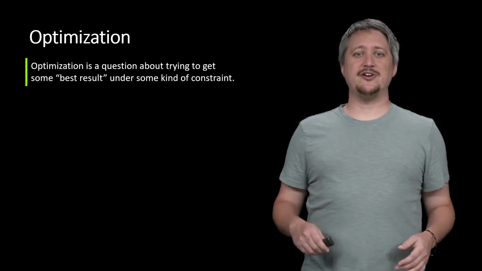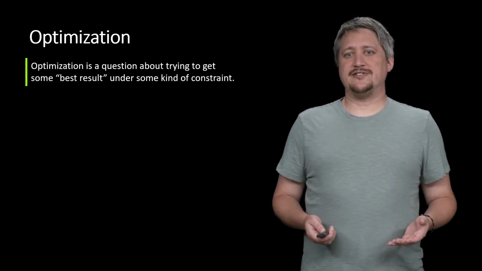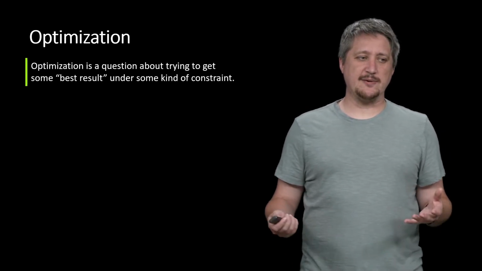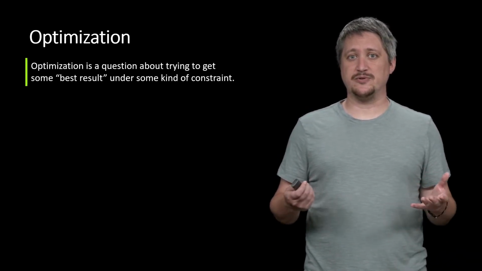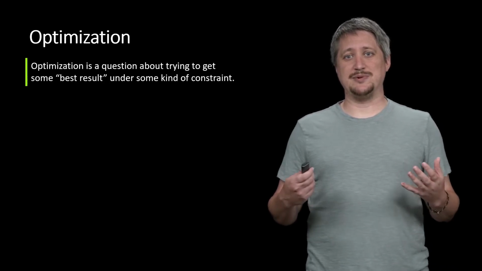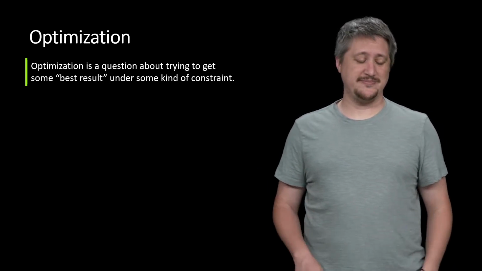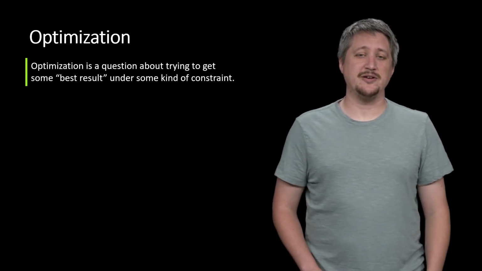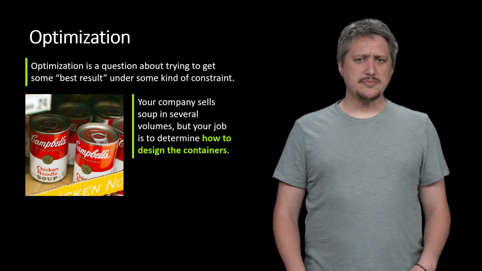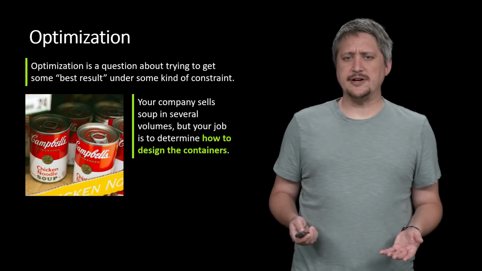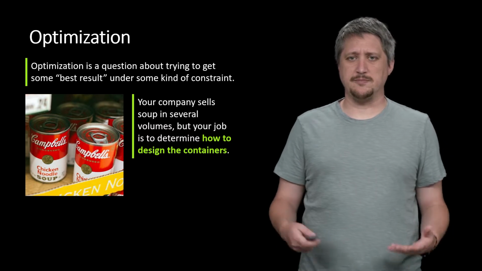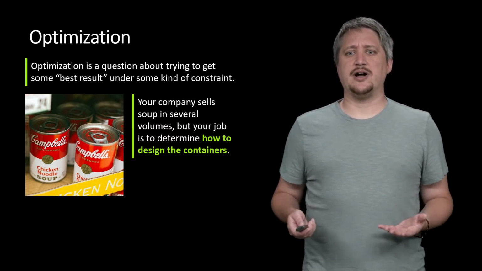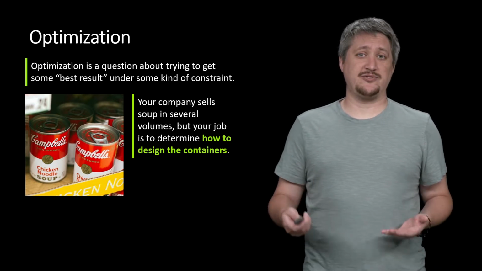So for us, optimization, at the heart of it, is this idea of trying to get some best result, whatever that means, given some constraint that's preventing us from getting some extreme result. I realize this is very vague terminology, but we'll see what I mean in a moment. So for example, let's say you work for a company that sells soup in a bunch of different containers, by volume, right? Certain size containers. And you're hired to figure out how to design those containers.